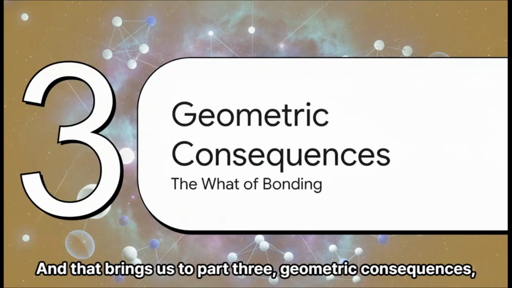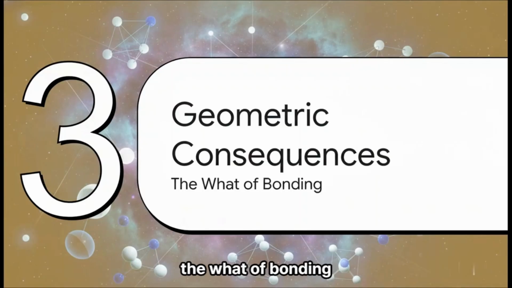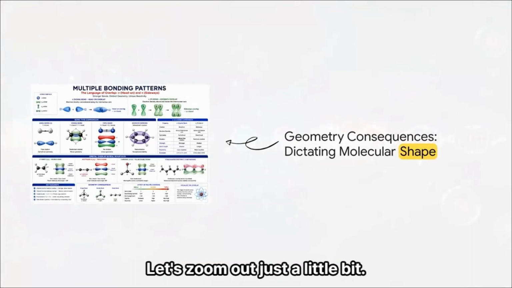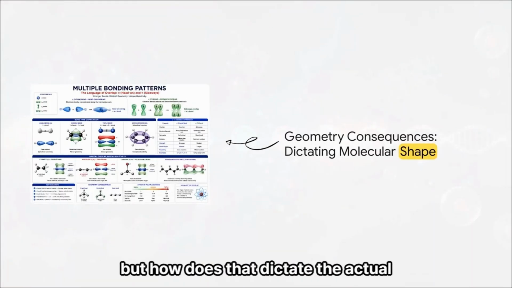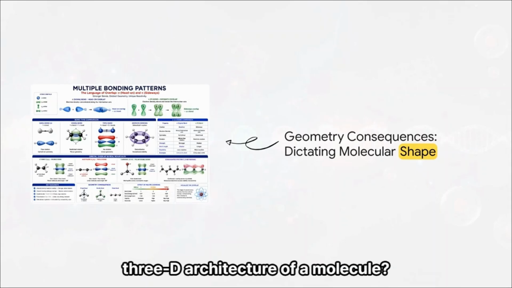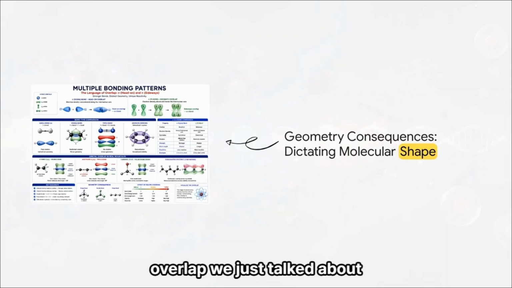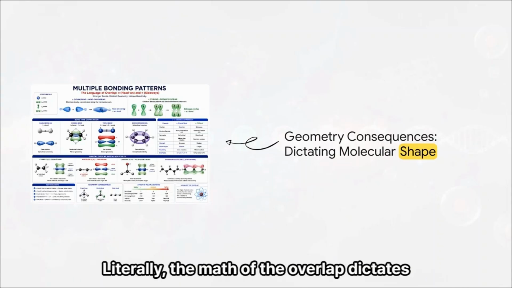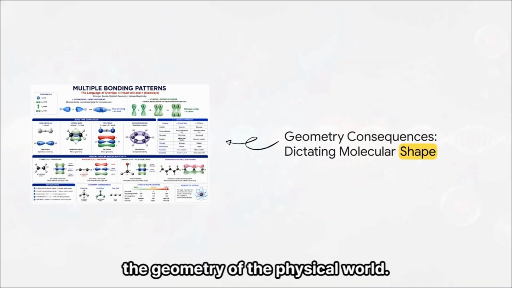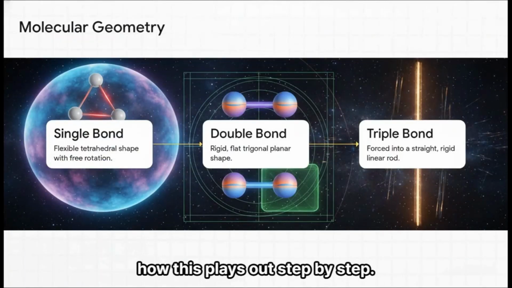And that brings us to part three, geometric consequences, the what of bonding. Let's zoom out just a little bit. We've seen the invisible quantum mechanics, but how does that dictate the actual 3D architecture of a molecule? Well, we can explicitly link the specific type of quantum orbital overlap we just talked about to the resulting physical shapes of the molecules. Literally, the math of the overlap dictates the geometry of the physical world. Let's walk through exactly how this plays out step by step.